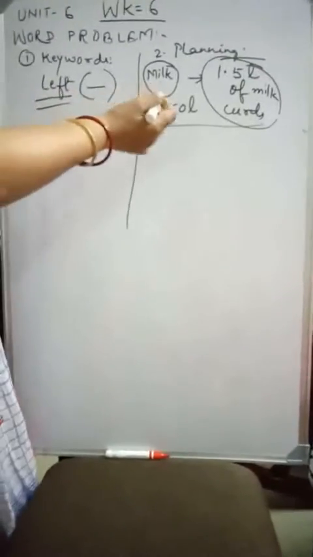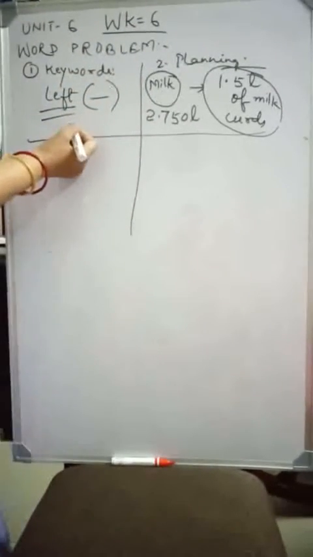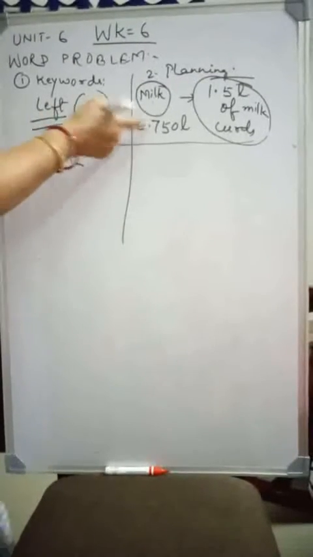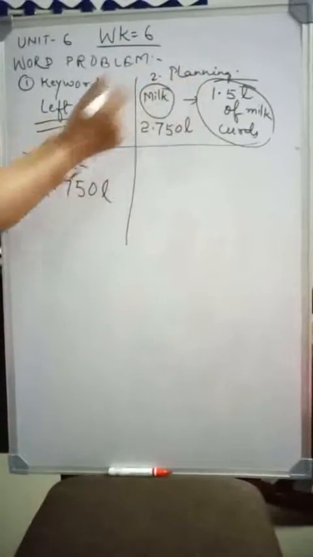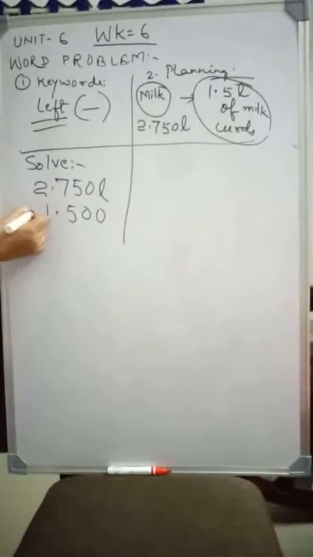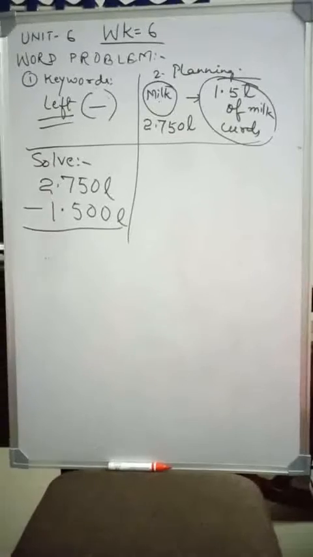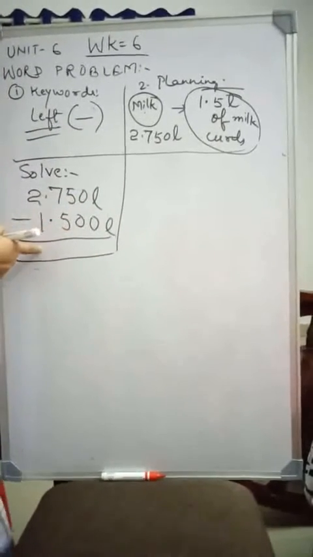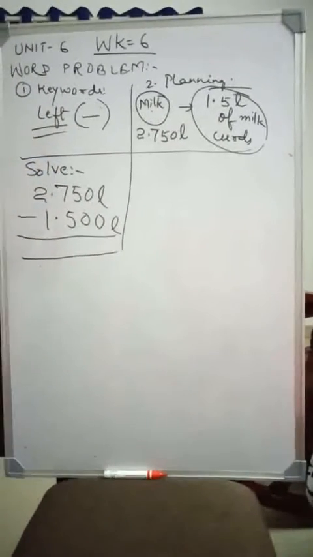So here the question is you have to find out the quantity of milk that is left with Mrs. Renu. So the third point is you have to solve it. The total quantity of milk is 2.750 liters, and the quantity of milk used to make the curd is 1.500 liters. So here you have to subtract from it. We will do the subtraction. Whatever we get, the difference is the quantity of milk that is left with Mrs. Renu. Now let us solve it.